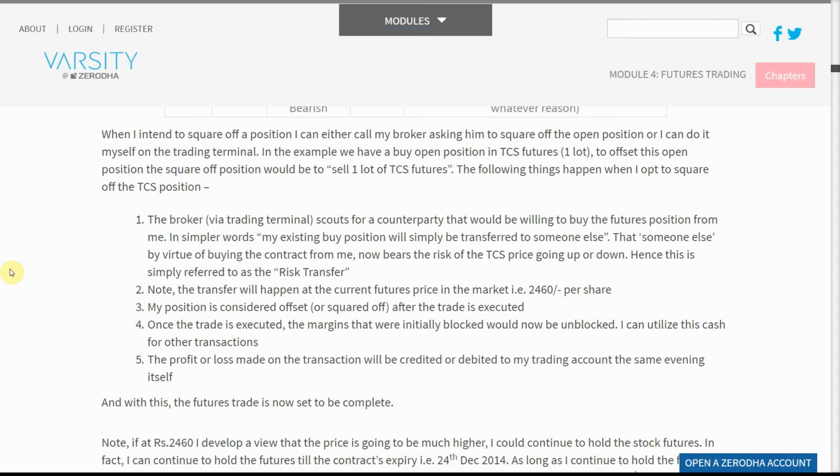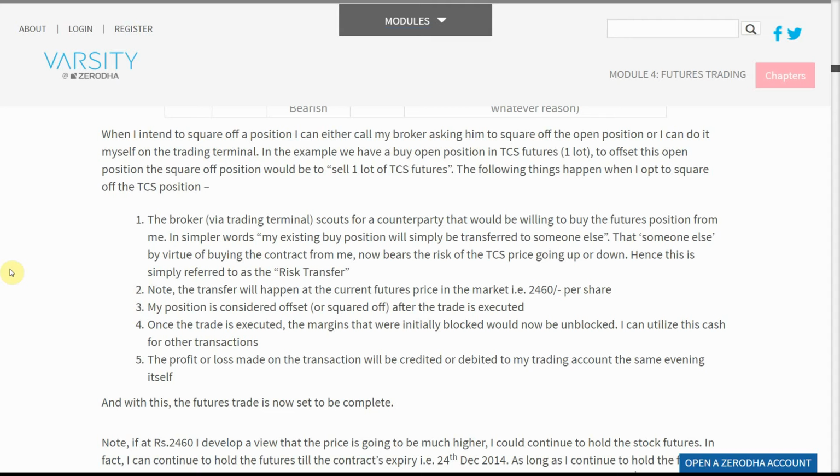In the example, we have a buy open position in TCS futures, one lot. To offset this open position, the square off position would be to sell one lot of TCS futures. The following things happen when I opt to square off the TCS position. The broker, via trading terminal, scouts for a counterparty that would be willing to buy the futures position from me. In simpler words, my existing buy position will simply be transferred to someone else.